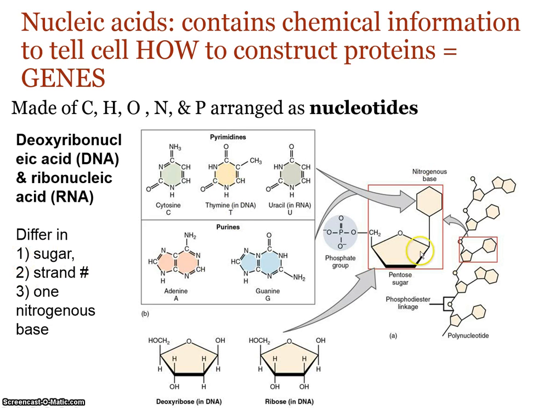So they do differ in their sugars. This is a structural aspect. And they differ in this base. And then the third difference is that RNA is generally found as a single chain. Remember, we talked about the quaternary structure of proteins being multiple chains. And DNA is a double chain, right?